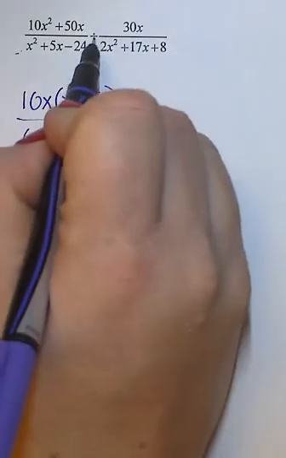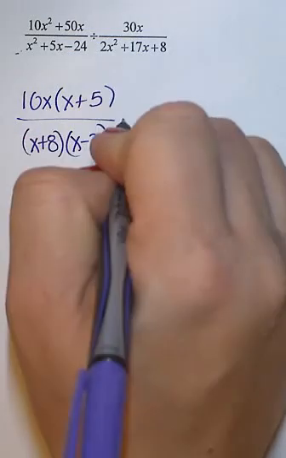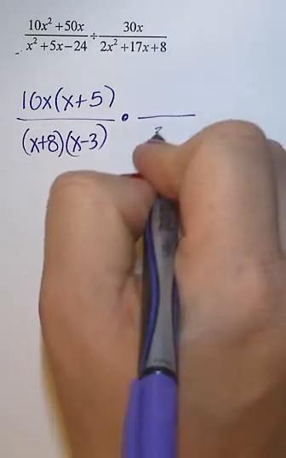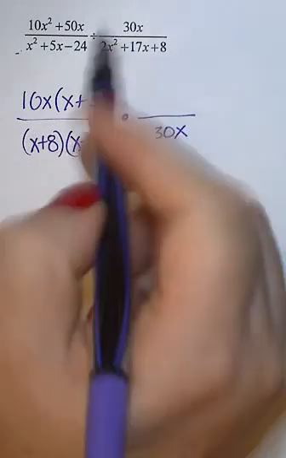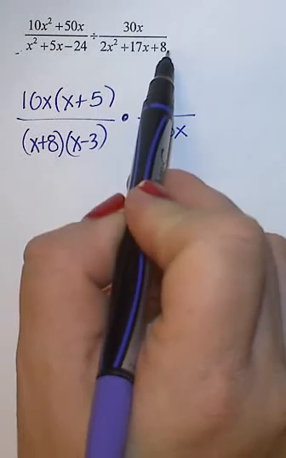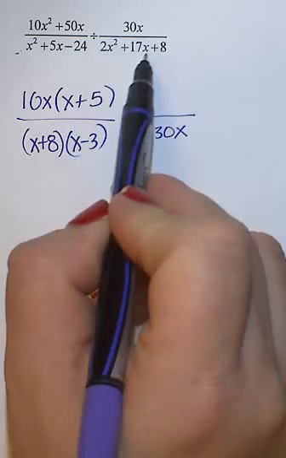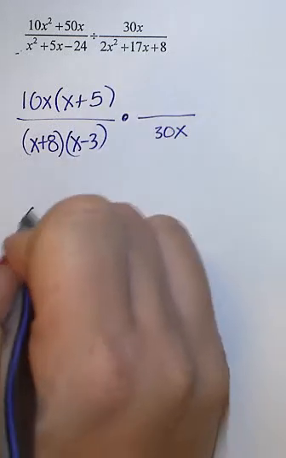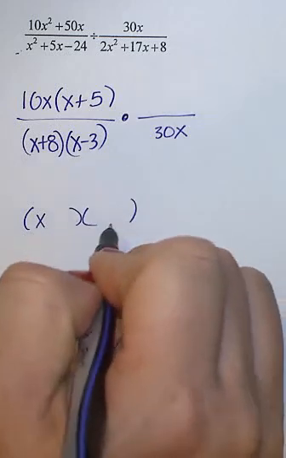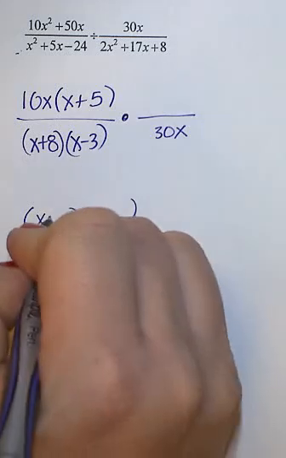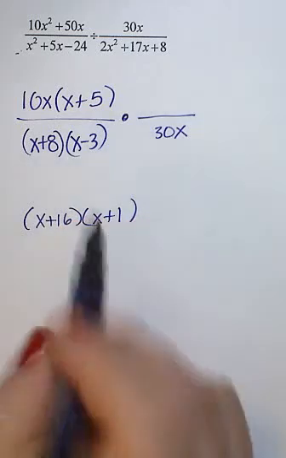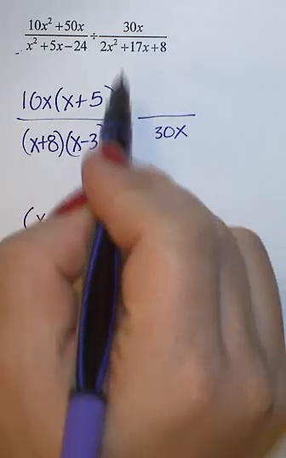Now in division, we're going to turn it into multiplication, and we are going to flip. So the 30x goes on the bottom. And on top, what two numbers multiply to equal 16 and combine to give you 17? Let's go off to the side and do that. So that would be what two numbers multiply to give you 16 and combine to give you 17. That would be x plus 16 and x plus 1. Multiply to equal 16, add to give you 17.